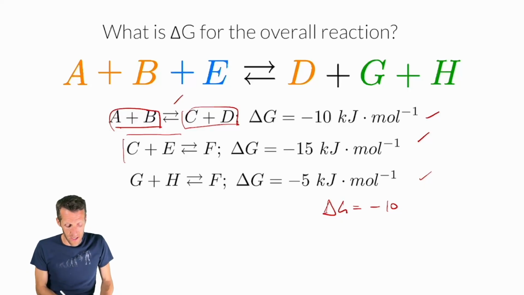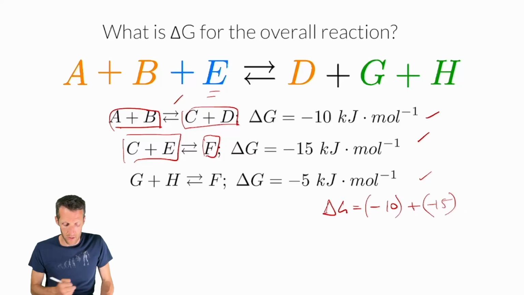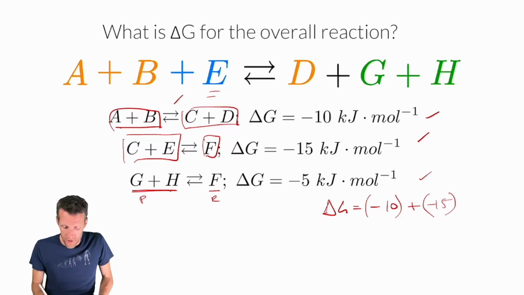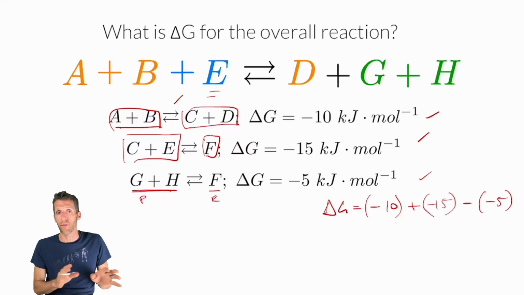So we can say, all right, what's our next reaction? Our next reaction is C plus E goes to F. We don't flip that over or anything, so our delta G is minus 15, right? So we're adding those two delta G's. And then over here, remember we had to flip this reaction over. We had to go from G plus H goes to F. Remember, we flipped it over to make this reaction balance. So F was now our reactant and these were our products. To do that, we just have to flip our delta G.